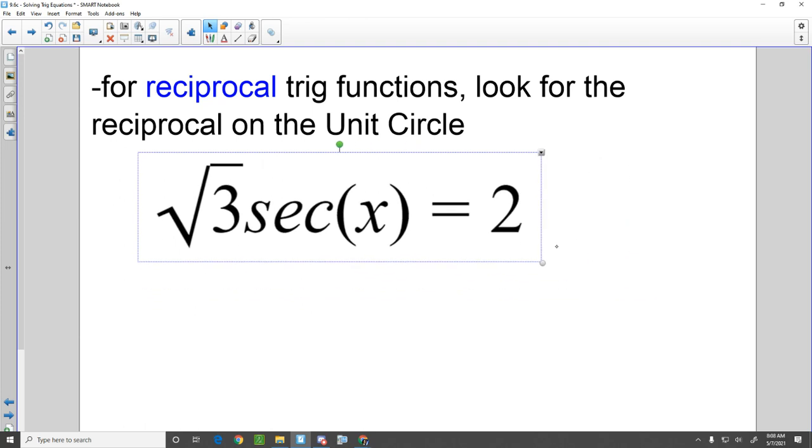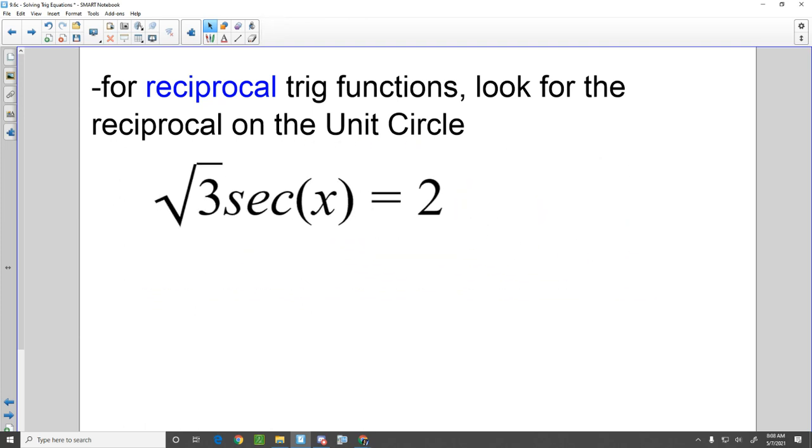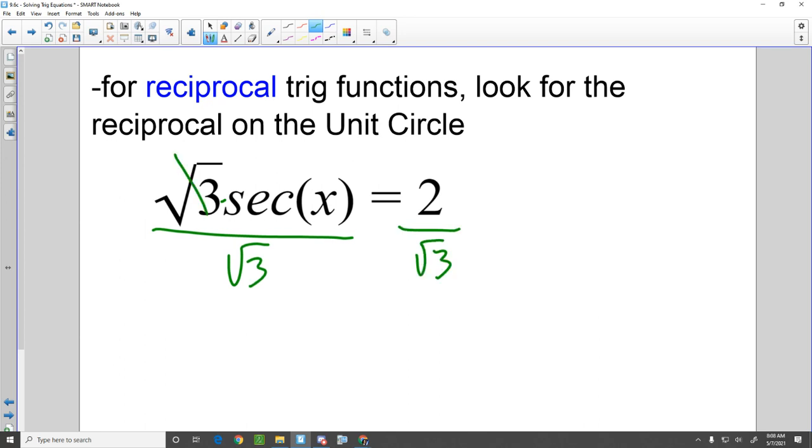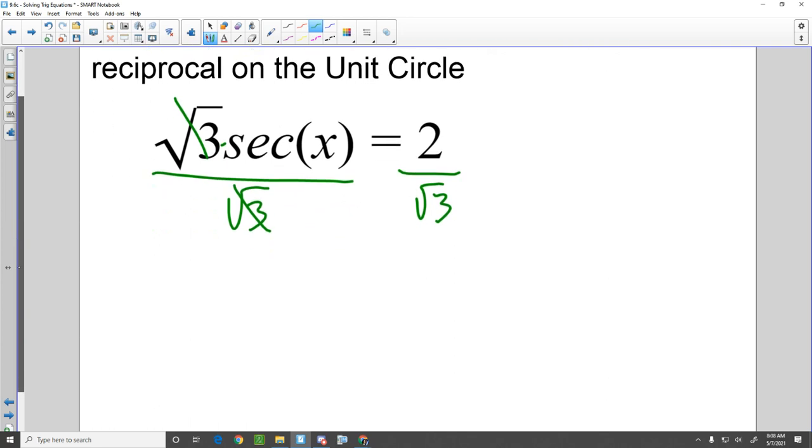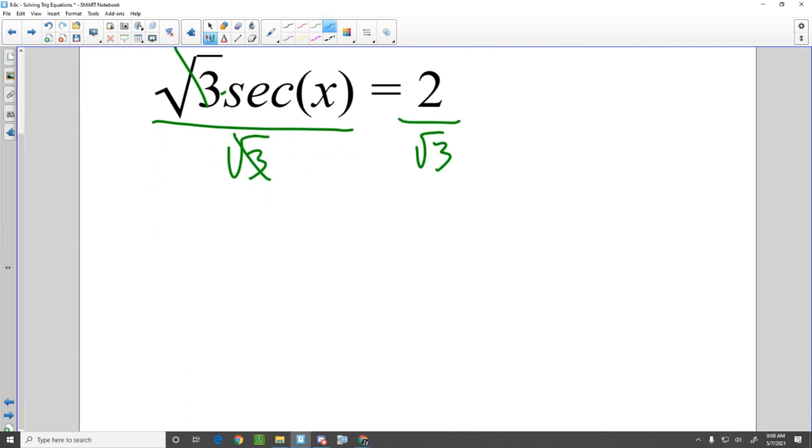So let's solve this one together first. Root 3 times the secant of x equals 2. What do I have to do to both sides to solve for secant? Yeah, just division, right? This is being multiplied. To cancel it out, we would just divide. So divide by root 3, divide by root 3, cancel, cancel. And we see that the secant of x equals 2 over the square root of 3.